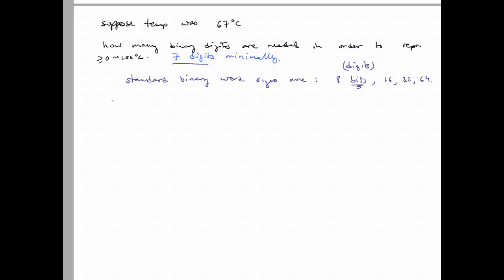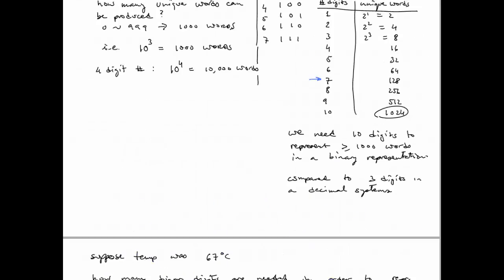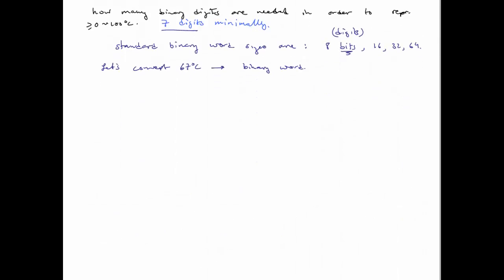Now let's convert 67 degrees C to a binary word. How would we do that? How might we do this? If we go back and look at our table up here, we see that each place value has like the first. Actually, let's not do it this way.